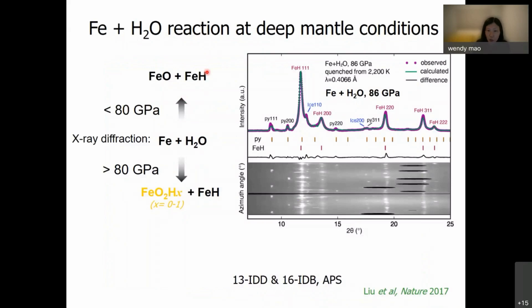But at pressures greater than 80 GPa, an unexpected reaction between iron and water occurs. He found a new hydrogen-bearing iron peroxide phase, FeO2H, formed alongside FeH. And we found the reaction products in this X-ray diffraction pattern on the right.